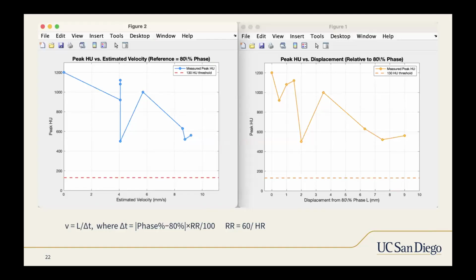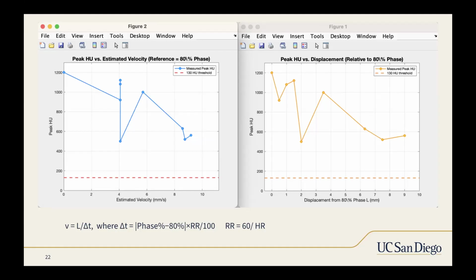So at each snapshot phase, like 0 to 90, we manually recorded how far the plaque has shifted compared to its 80% image, where we assume zero motion. Interestingly, you can see here, on the right is the displacement from the 80 phase. At 2 millimeters, approximately the 40% phase, the plaque was decelerating out of systole. On the left, you can see it's like 4 millimeters per second, and it produces severe blur.